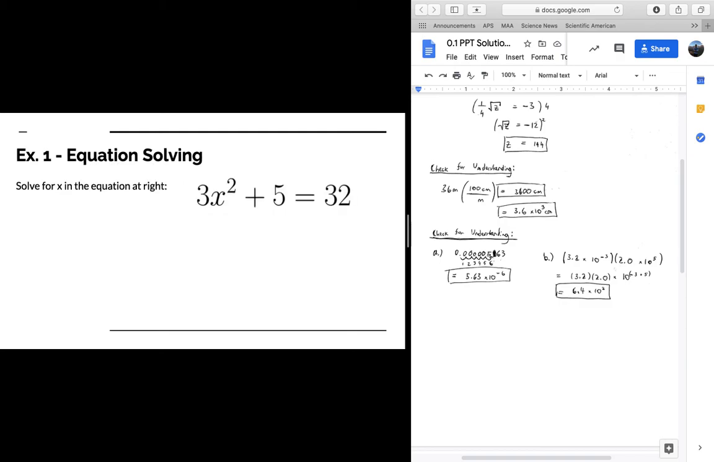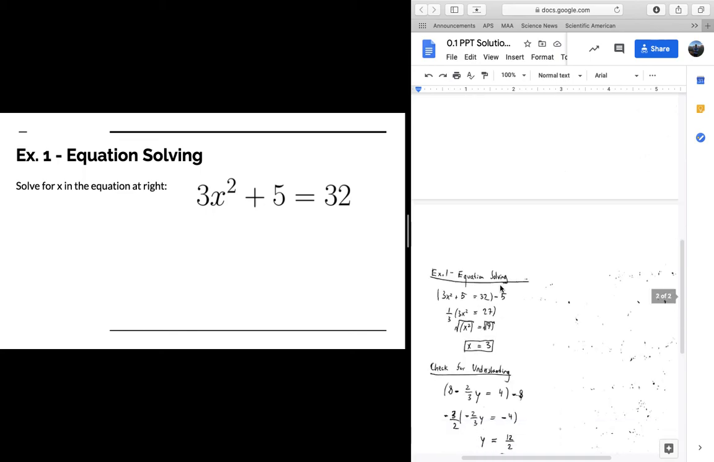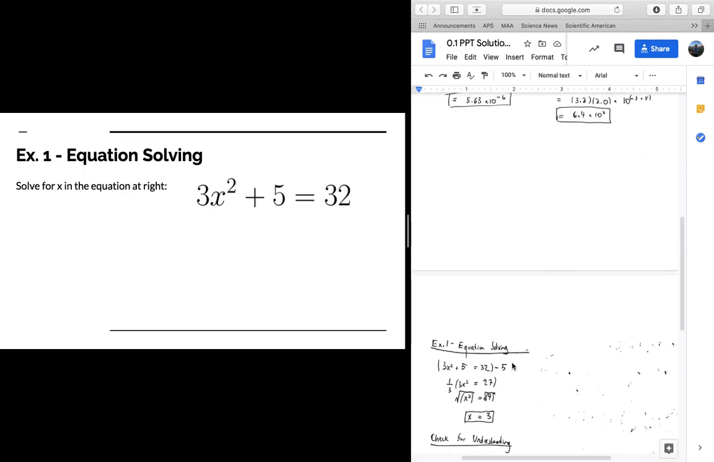So let's look at some examples in practice. Solve for x in the equation at right: 3x squared plus 5 equals 32. I take note of the fact that 3x squared plus 5 equals 32 has a 5 added on. So first thing I'm going to do is subtract 5 from both sides, which is going to leave me with 3x squared equals 27.